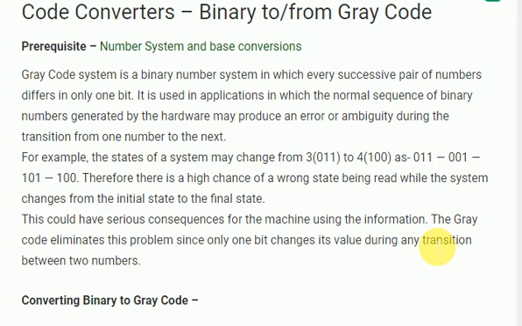So first of all we will see what the gray code is. Basically a gray code is a binary number system in which every successive pair of numbers differs in only one bit. That is, every successive pair, the pairs that are nearby one another, differ in one bit only.